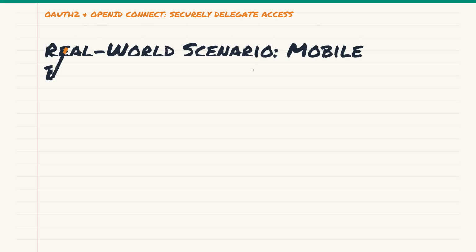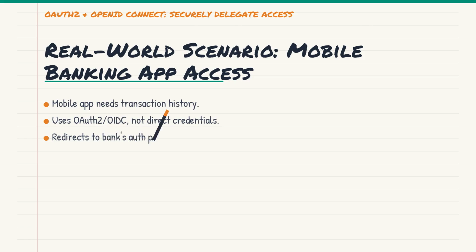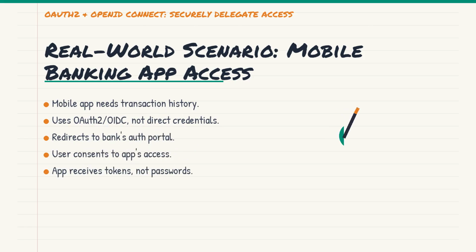Let's bring this all together with our mobile banking app example. Imagine you've downloaded Secure Bank app and want to view your transaction history. Instead of asking for your bank username and password directly, which would be a huge red flag, Secure Bank app uses OAuth2 and OIDC. When you initiate login, the app redirects you to the real Secure Bank's authentication portal. You log in there with your actual bank credentials.